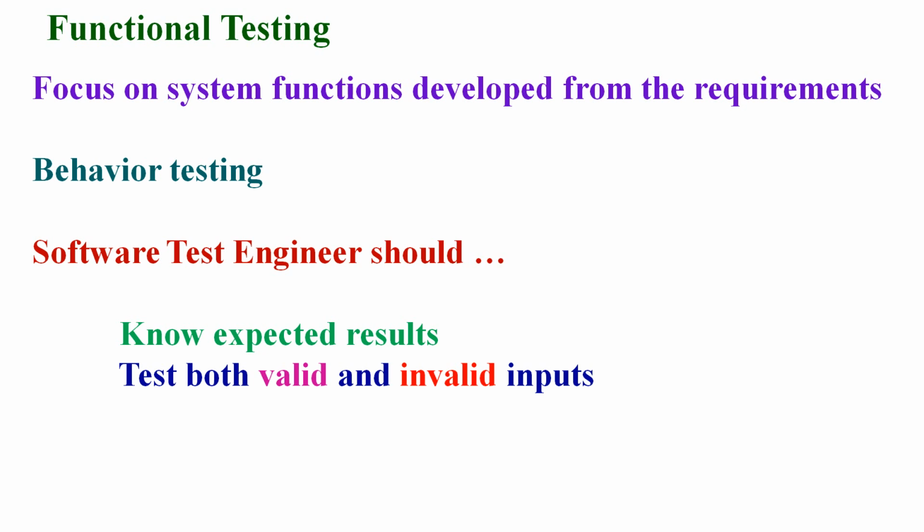If and only if the software test engineers do the functional testing using valid input and invalid input, then only is the entire functional testing covered. These two steps are very important, right? Before doing any testing on a particular functionality, the software test engineers should know its expected results, and they are also supposed to test it using valid inputs and invalid inputs. This is called functional testing.